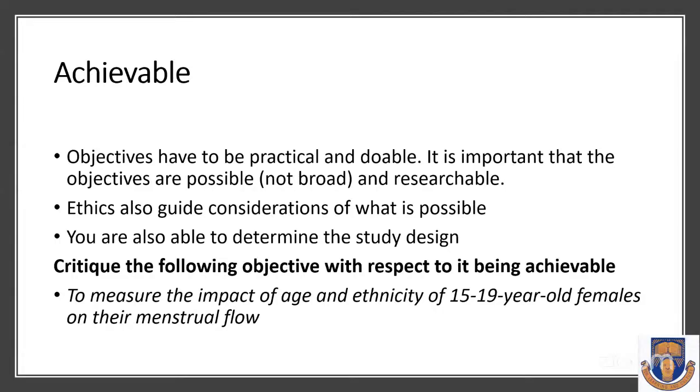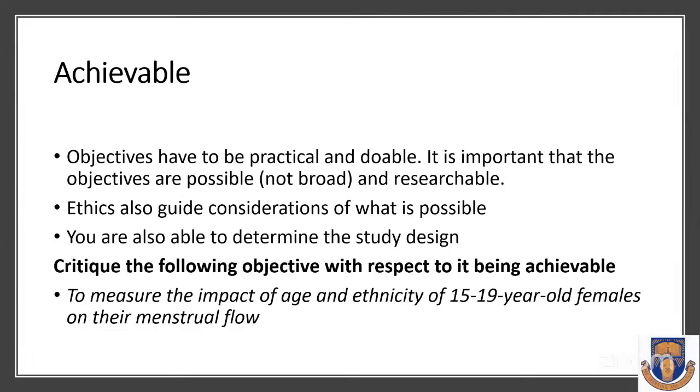For example, let's look at this. To measure the impact of age and ethnicity of 15 to 19-year-old females and their menstrual flow. Okay, so come, let's go together. This objective is specific. If you agree with me, raise your hand. This person has clarity. I'm not looking at social demographic groups. I'm looking at age and ethnicity. I'm not looking at females. I'm looking at 15 to 19 years. I'm not looking at menstrual cycle. I'm looking at menstrual flow, which is one of the 4 points in the menstrual cycle. Very good. It's specific. And this is what we're talking about.